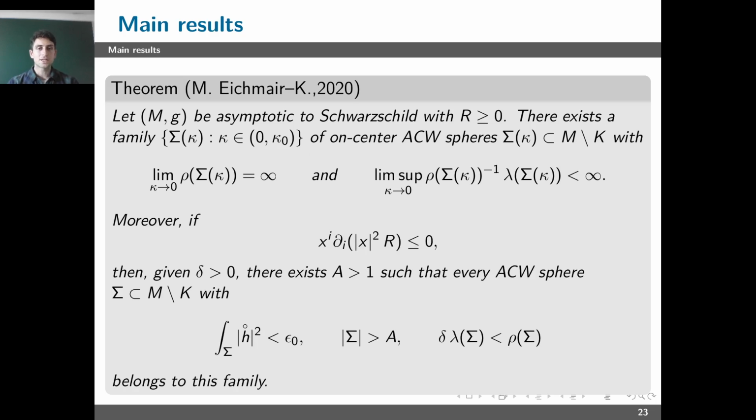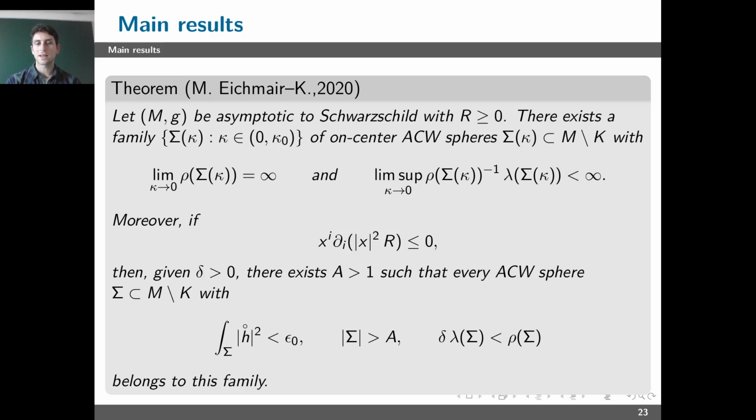Okay, then additionally, if you assume the same growth condition as for stable constant mean curvature spheres, so again, if you require that the modulus of x squared times the scalar curvature is radial and non-increasing, then you can prove the following. So if you have a small number delta, then you can find a large number a such that the following holds. If you have an area constrained Willmore sphere sigma that's outside of a large compact set K, so this is the first additional assumption. And if you require that the trace-free second fundamental form of the surface is small in the L2 sense, so this is the assumption replacing stability.